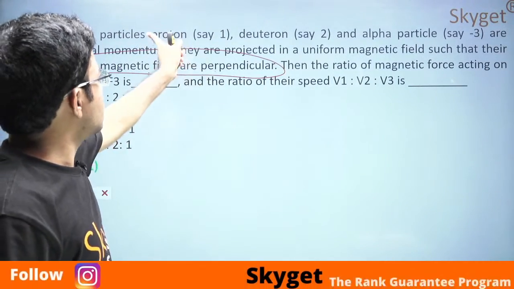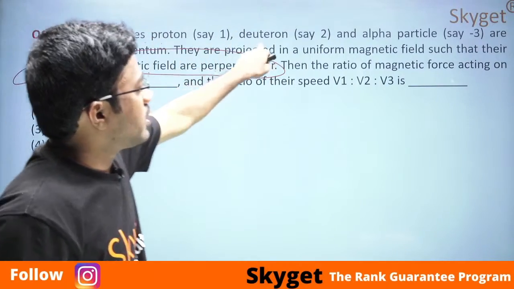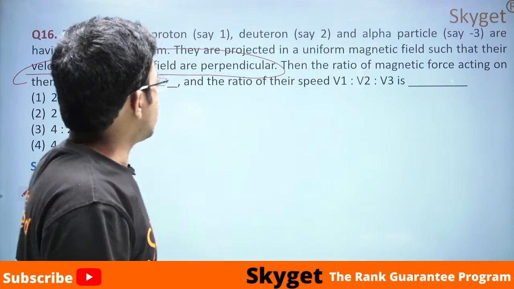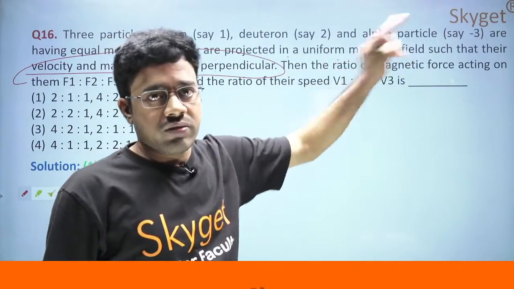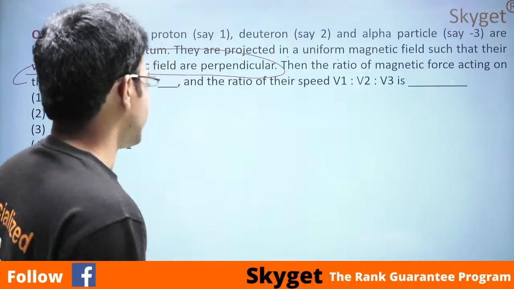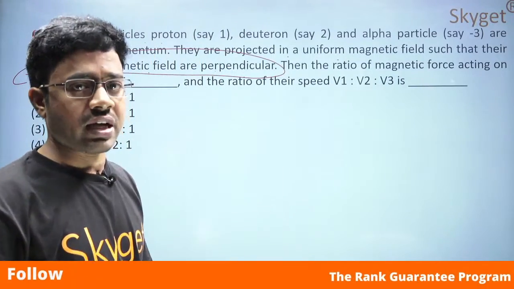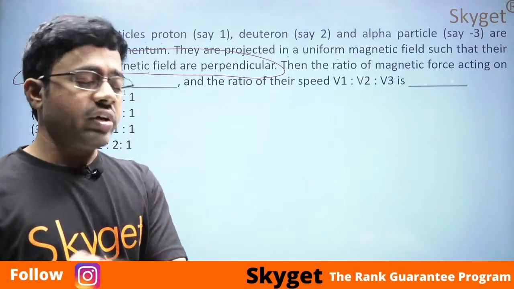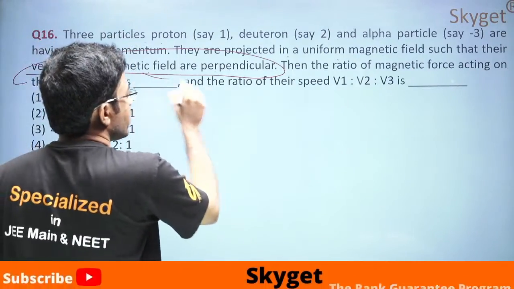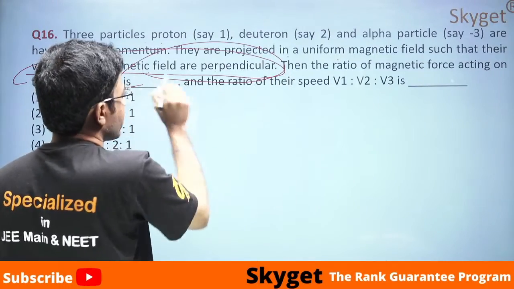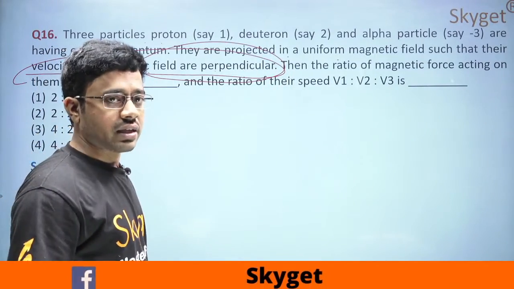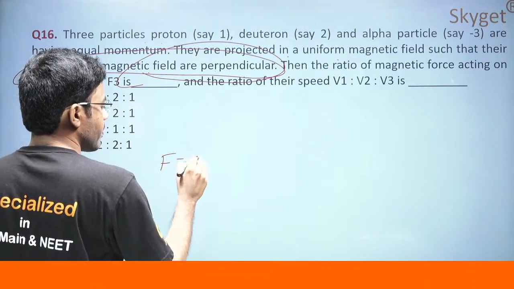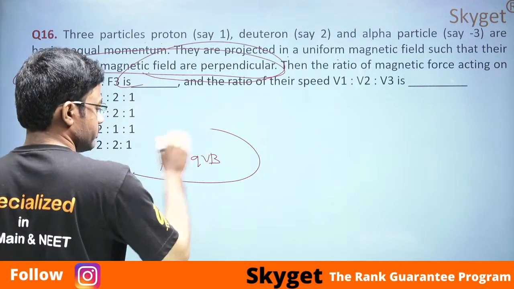So these 3 are the charged particles, proton, deuteron and alpha particle. These 3 particles are sent into the uniform magnetic field B. Obviously the force on a charged particle in the presence of a magnetic field is q v cross B, that is q v B sin theta, but here he said they are perpendicular, that is the angle is 90. So sin 90 is 1. You can write the force F to be simply q v B.